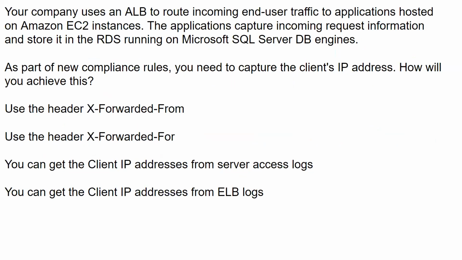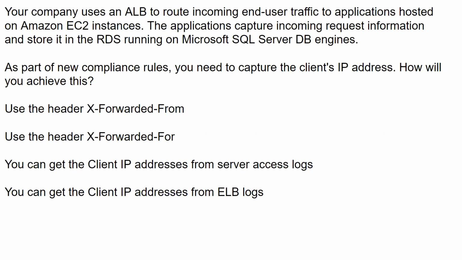Okay. Your company uses an ALB to route incoming end user traffic to applications hosted on EC2 instances. The applications capture incoming request information and store it in the RDS running on Microsoft's SQL Server DB engine. This is part of new compliance rules. You need to capture the client's IP address. How will you achieve this?